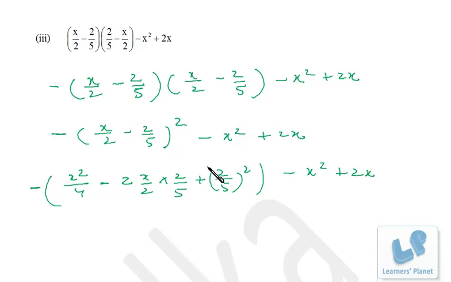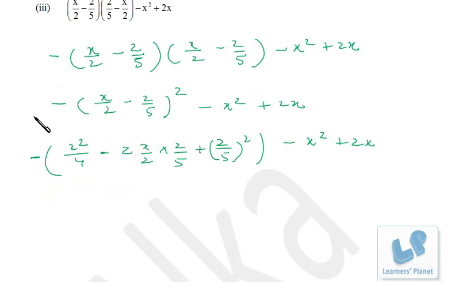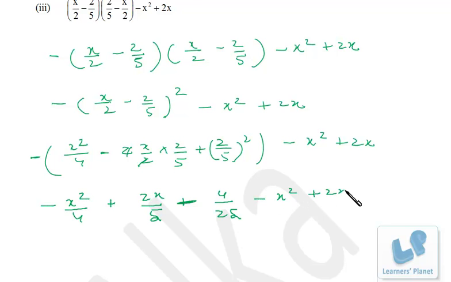Just rewrite the steps carefully. Do not forget to put the correct signs over here. Now this is what? Minus x square by 4. I multiply this minus sign with the terms in the bracket. Then this 2 and this 2 are cancelled. So this is 2x by 5. And this minus is plus. So it's plus 2x by 5 minus 4 by 25. So precisely it will be minus x square by 4 plus 2x by 5 minus 4 by 25 minus x square plus 2x.